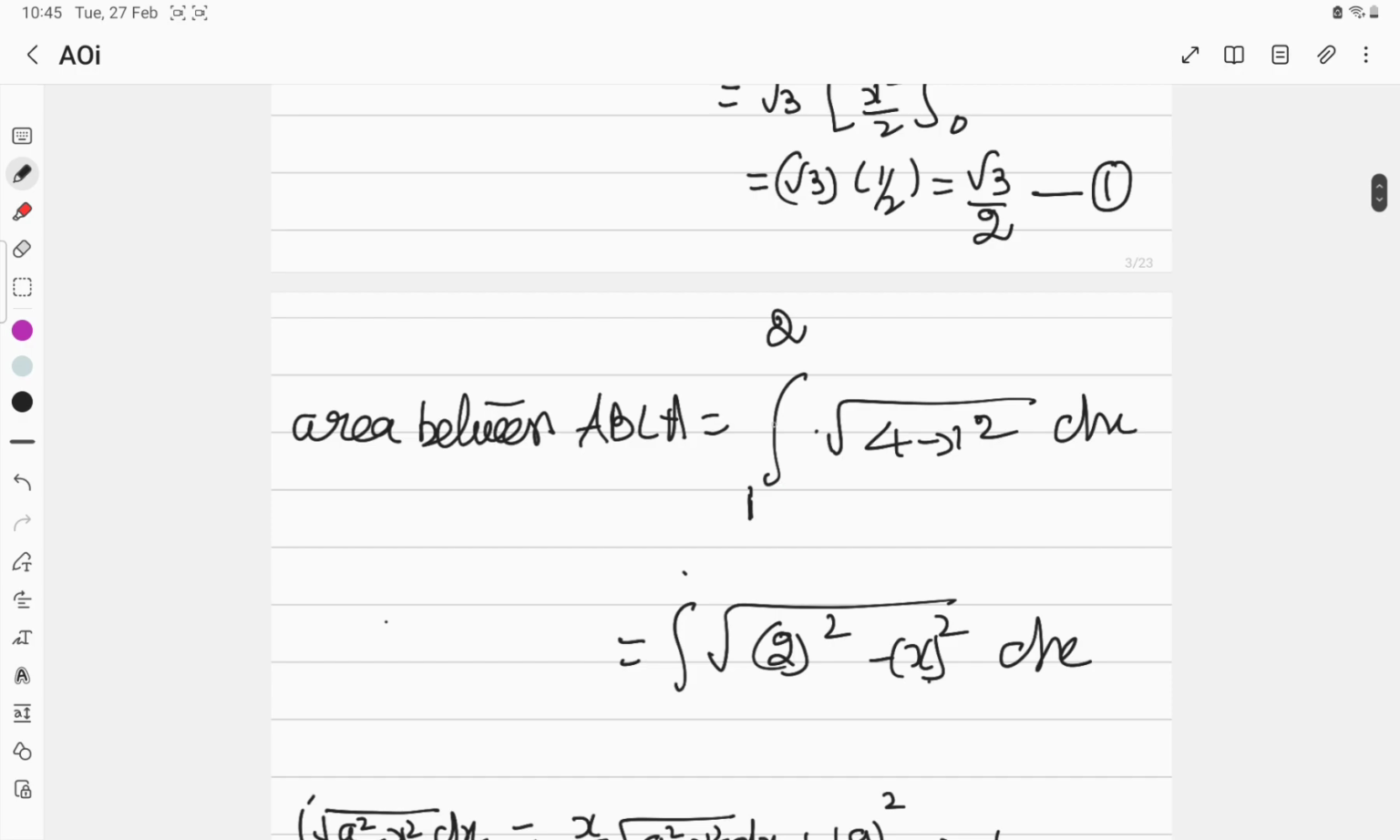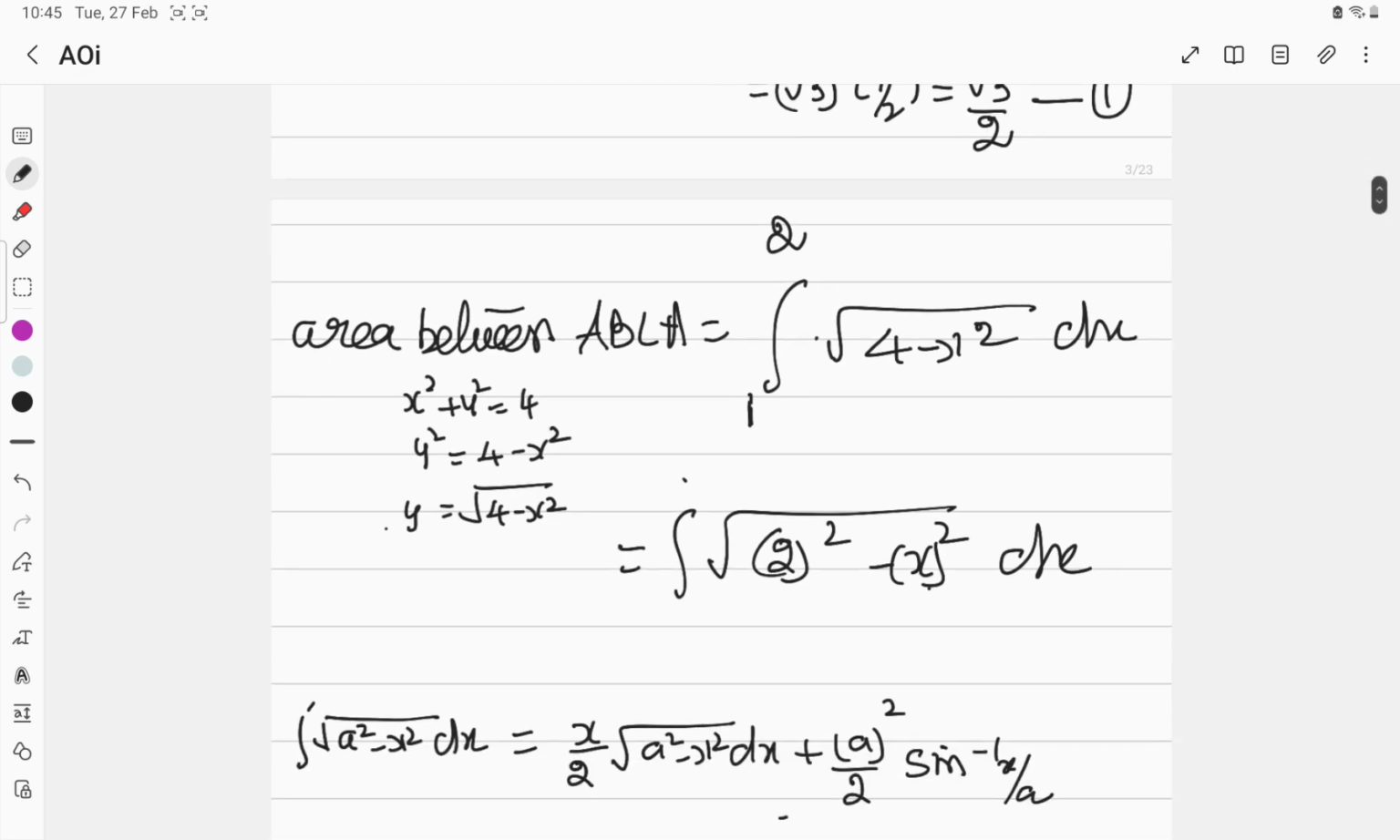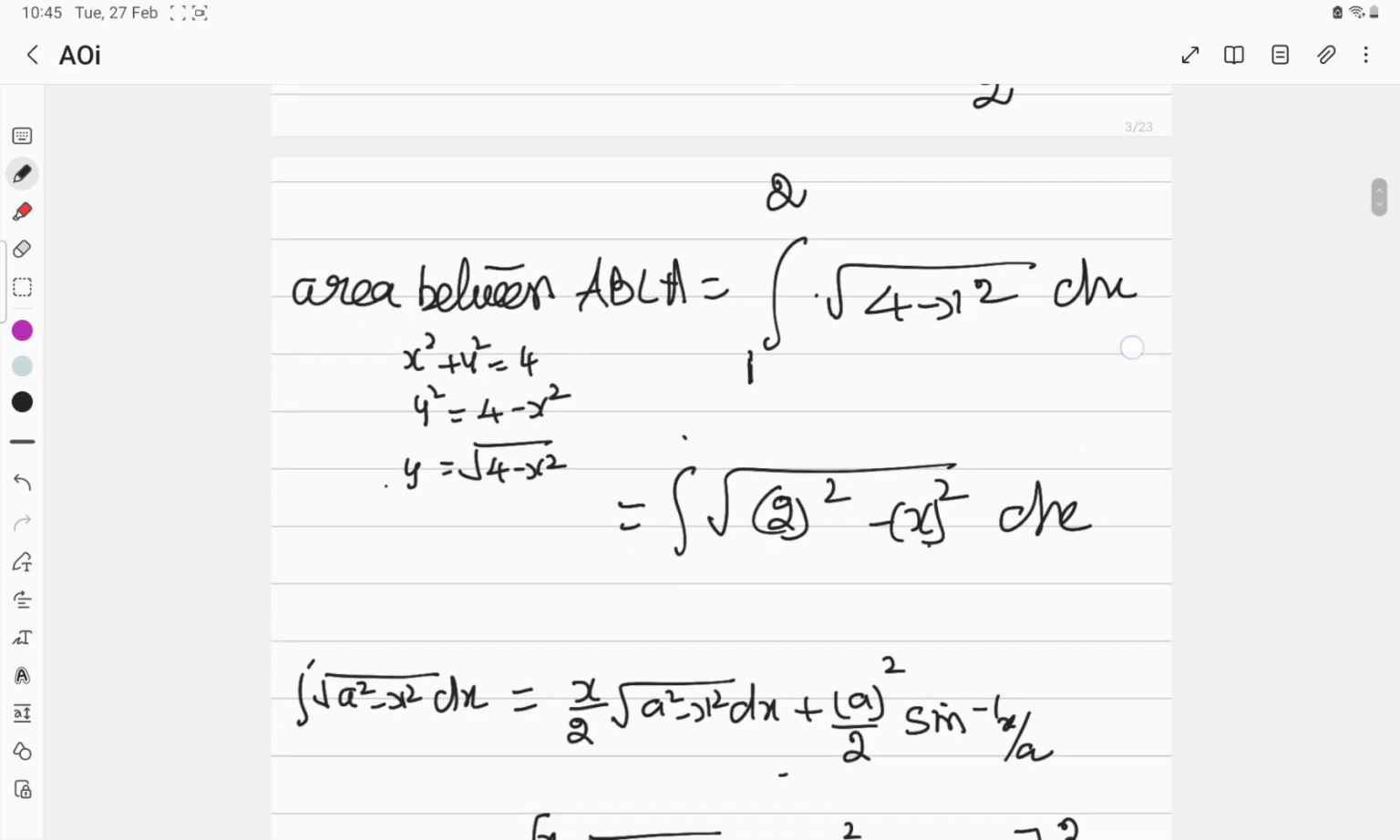So the limit goes from 1 to 2 of y dx. Here x square plus y square is equal to 4. We get y square is equal to 4 minus x square. Therefore y is equal to root of 4 minus x square. We know that area between the curve is equal to integral y dx. So y is equal to root of 4 minus x square dx. Here a is equal to 2, that is in the form root of a square minus x square dx.